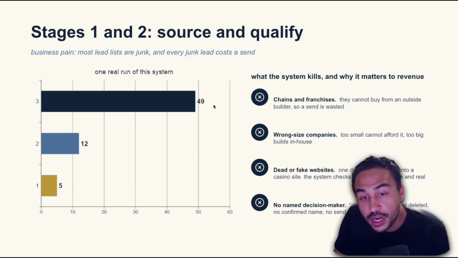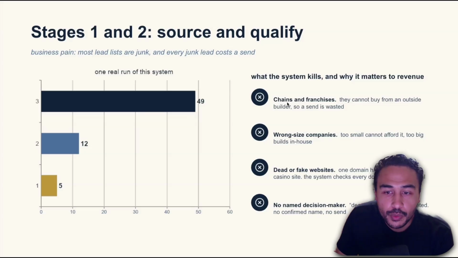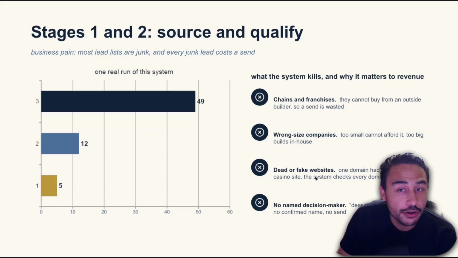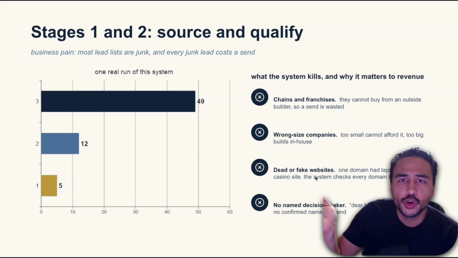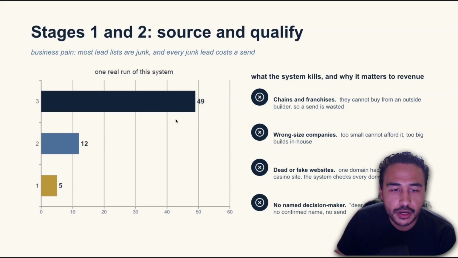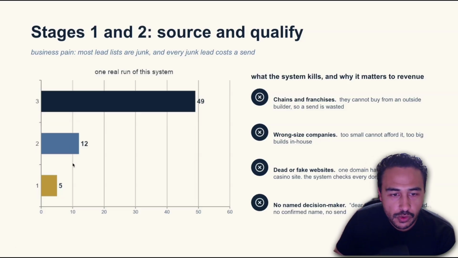It found 49 different leads. And then it would get rid of things. Hey, we don't need chains and franchises. We don't need wrong size companies. We don't want dead or fake websites. One of them was a casino website that got taken over. We don't want ones with no named decision makers. And so as we kept going down these flows, we went from 49 leads found in a single city across Google Maps down to 5.